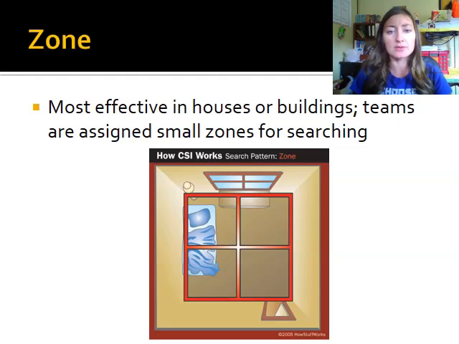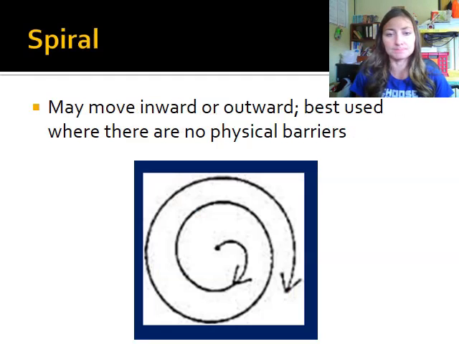Zone search patterns are most effective in houses or buildings because usually we have furniture and other items in the way that prevent us from walking in those straight lines. What we'd do is separate this room, the crime zone, into 1, 2, 3, 4 different smaller zones, and we would assign a person to each zone to look for evidence.